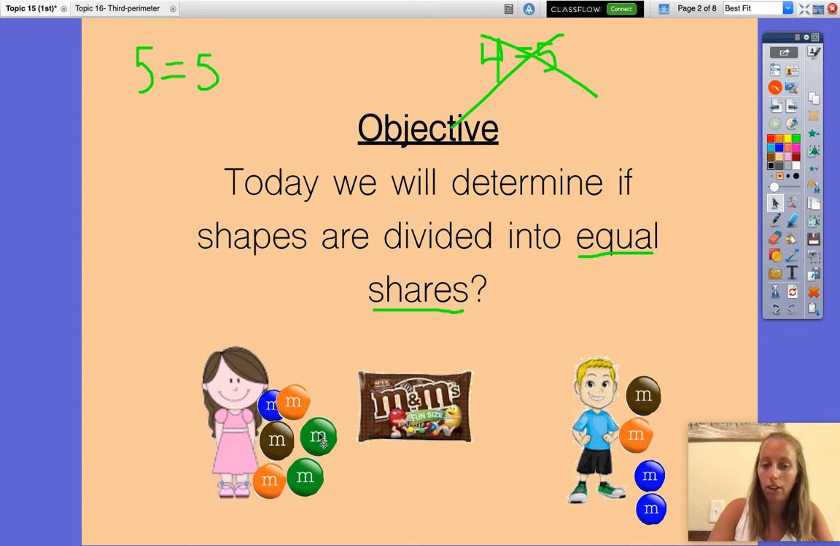So let's see if she gives some to the boy. Let's see how many he has. So she gave 1 to the boy. He has 1, 2, 3, 4, 5 now. And now she has 1, 2, 3, 4, 5. They each have 5, right? So they shared the M&Ms together, and they have an equal amount, equal share. So they have the same amount. So today we're going to be looking at shapes and see if they are divided, just like we divided these M&Ms, into equal shares.